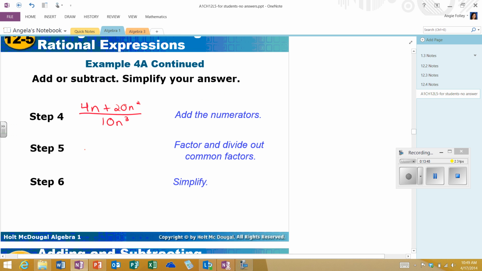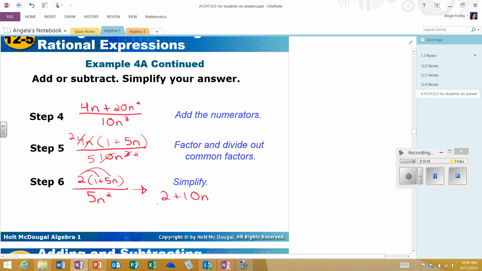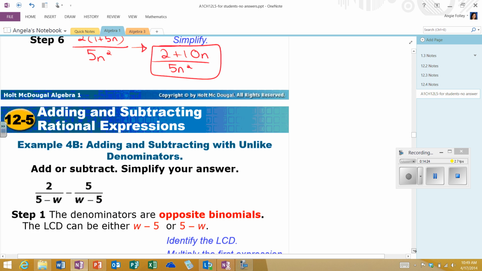I need to factor, so I'm going to pull a 4n out of the top, which leaves me with 1 plus 5n over 10n cubed. I can cancel one of these with one of these. I can pull a 2 out, and I'm left with 2 times 1 plus 5n over 5n squared. If you want to distribute this back, you can rewrite it as 2 plus 10n over 5n squared. All right, I know that was a long process, but go back and watch me do it if that did not make sense.